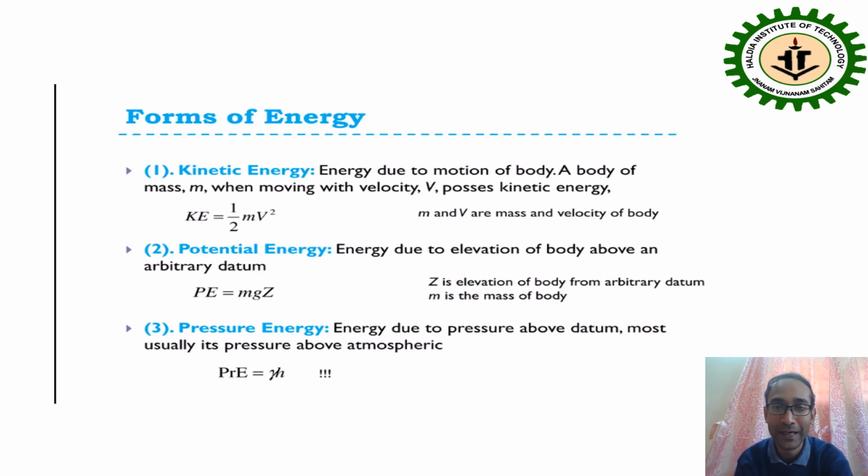So, what is kinetic energy? Energy due to motion of a body is called kinetic energy. So, for a body of mass m moving with a velocity v, we can say the kinetic energy is half m v square.